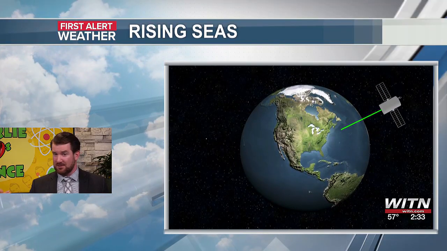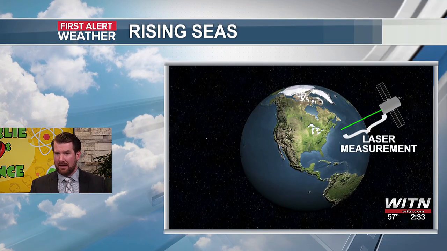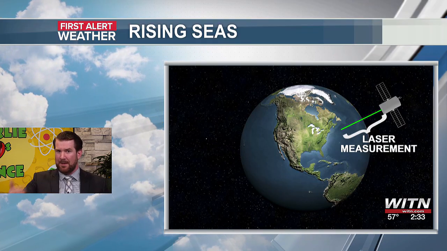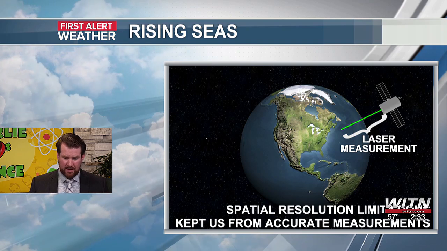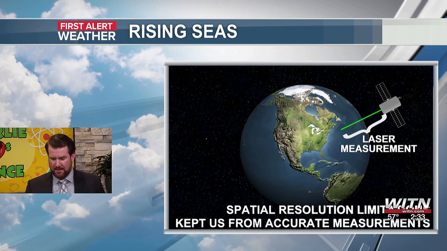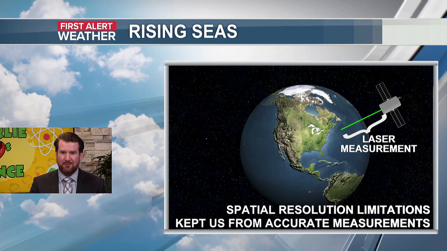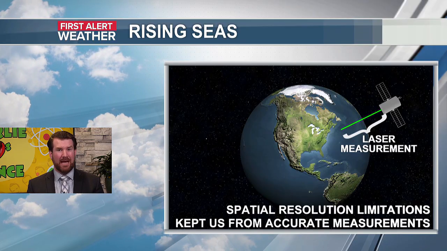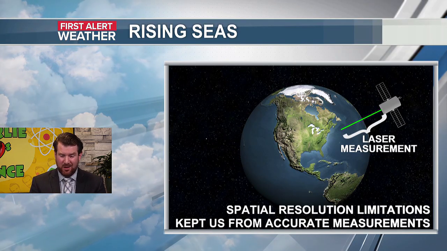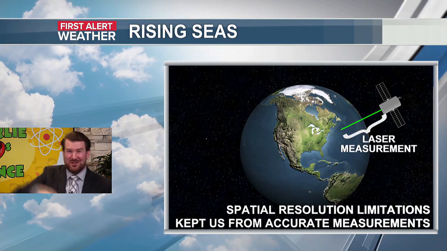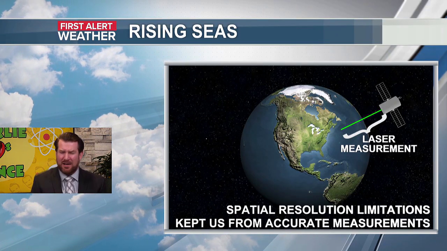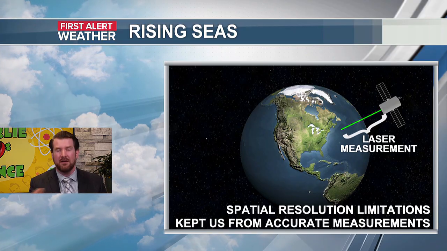Now let's talk about how we measure it right now. We use satellites and lasers. Those lasers shoot down at the surface of the ocean and can pick up readings and measurements based off of the fluctuations they see over a year-to-year basis. Now, there is a problem there, and that is spatial resolution limitations have really kept us from very accurate measurements. When we're talking about accuracy, we're talking about down to the millimeter. If you're somehow in space shooting it all the way down at the surface of the ocean and you're able to measure it within the millimeter, you're doing something right.